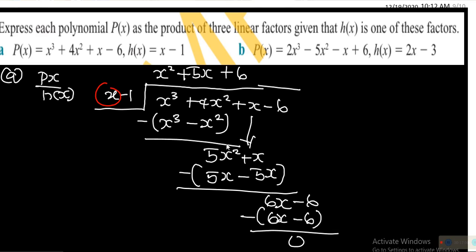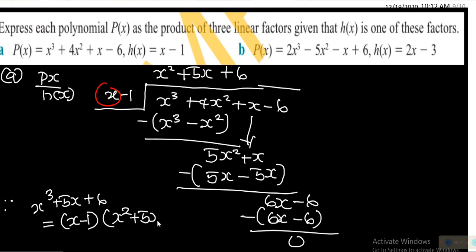Okay, so we can write this polynomial, x raised to power 3 plus 4x squared plus x minus 6, as the divisor x minus 1 multiplied by the quotient, which is x squared plus 5x plus 6, and then we have the product. The remainder is 0. Okay, let's take the second one.